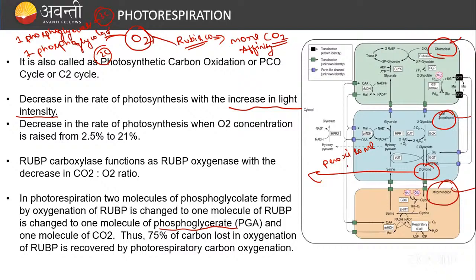In the peroxisome, glycine is going to be synthesized, and in the mitochondria, serine is going to be synthesized. Please make a note of this, guys.